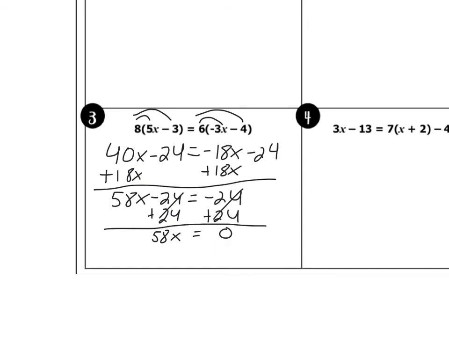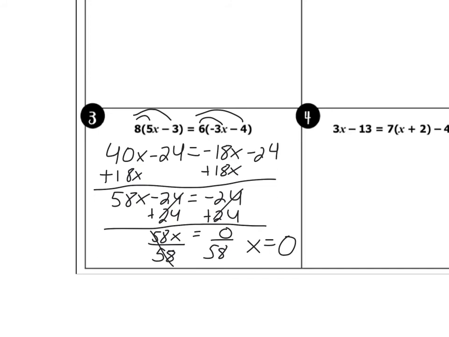So we would still solve this the same way that we solve any other equation that we've had in the past. We just do inverse operations. Even though we have a 0 on the right-hand side, we would still need to divide by 58 on both sides. And then obviously our answer is just going to be 0 divided by 58 is 0. So x is going to equal 0. But there is a solution, just one solution for this problem, and it's 0.